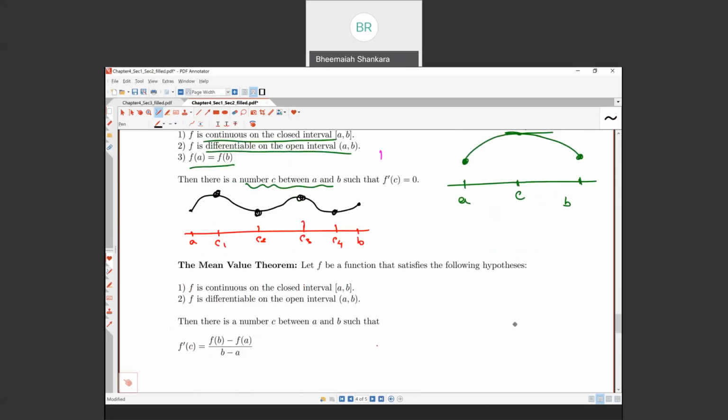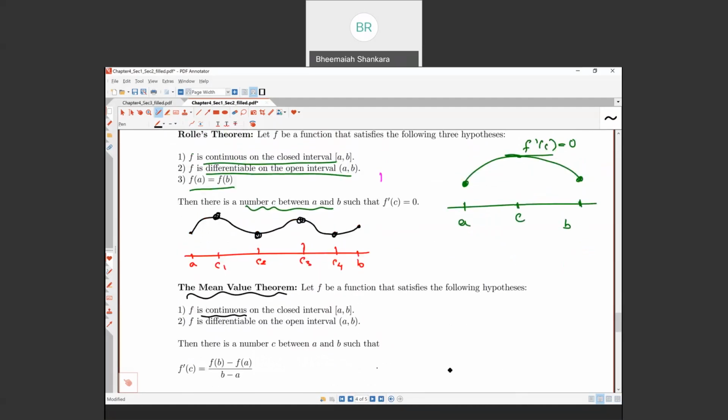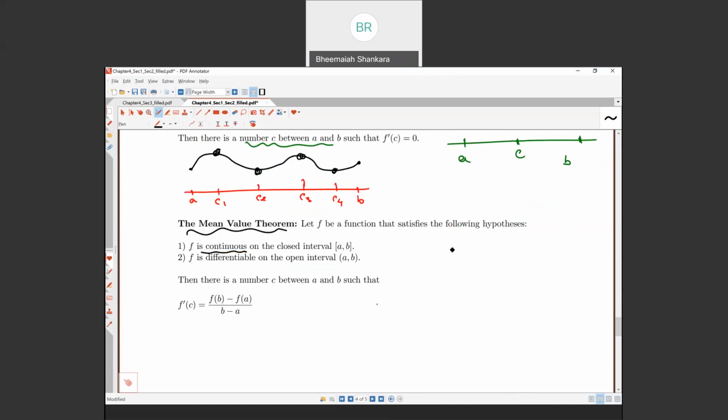The next is the mean value theorem. Let f be a function that satisfies the following hypotheses. Conditions are: the function should be continuous on the closed interval a, b, and the function should be differentiable on the open interval a, b. These are similar to the conditions of the previous theorem, Rolle's theorem, except that the functional values at the endpoints do not have to be equal, whereas for Rolle's theorem you have f at a and f at b are equal. So a suitable graph which satisfies all these definitions in this theorem might look like this, with a, b as the endpoints.